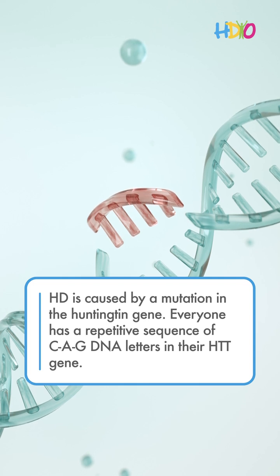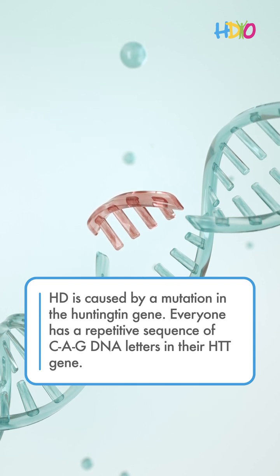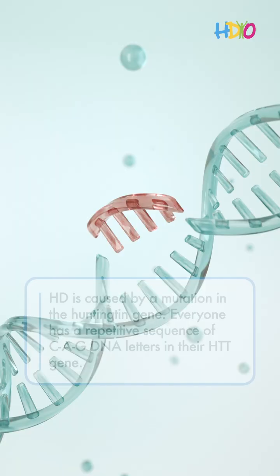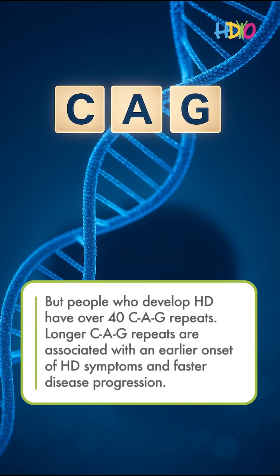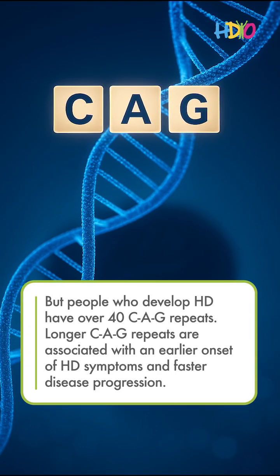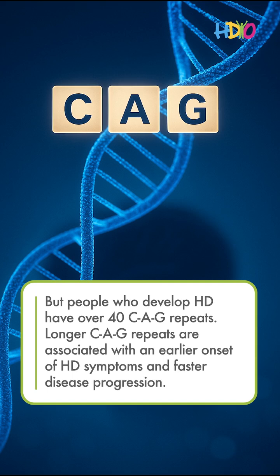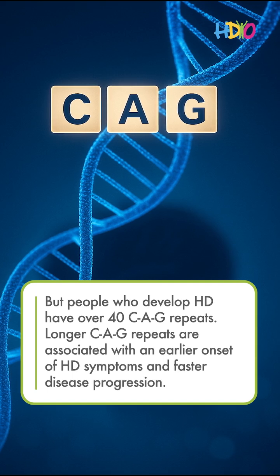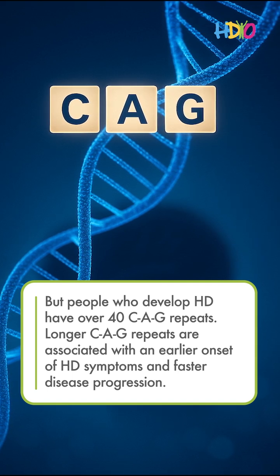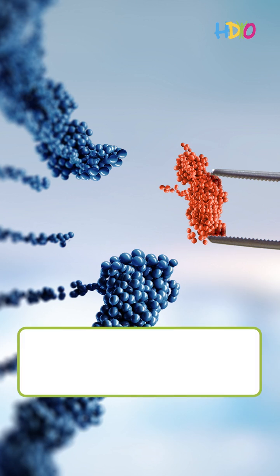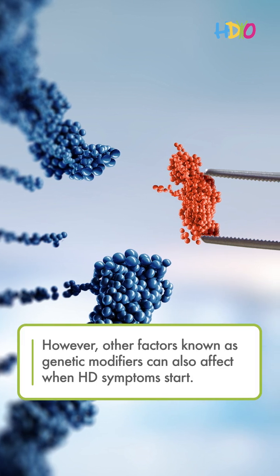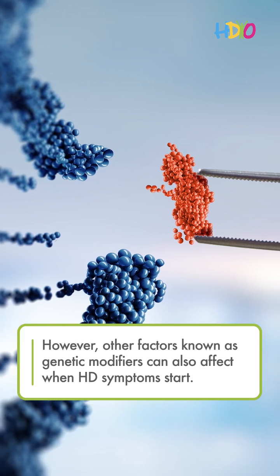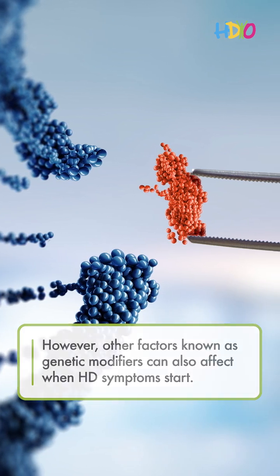Everyone has a repetitive sequence of CAG DNA letters in their HTT gene. But people who develop HD have over 40 CAG repeats. Longer CAG repeats are associated with an earlier onset of HD symptoms and faster disease progression. However, other factors known as genetic modifiers can also affect when HD symptoms start.